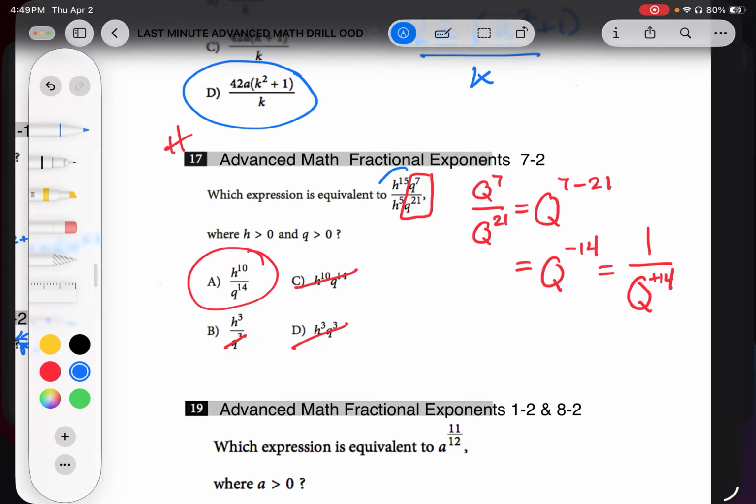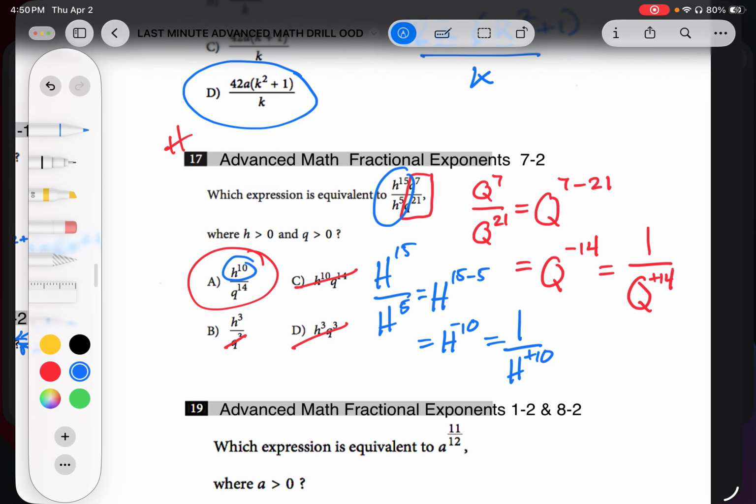And just in case, if you want to do the first part, that's going to be h to the 15 over h to the 5th, which is the same as h to the 15 minus 5, which equals h to the 10th, which we do have upstairs. But let's say it came out to be a negative 10, then that would be 1 over h to the positive 10. Remember, when you deal with negative exponents, you're immediately going into the 1 over world, and then flip it to a positive number.